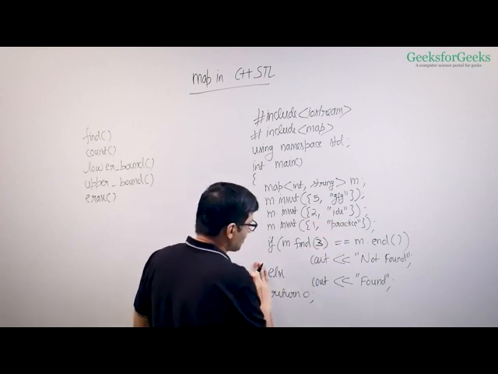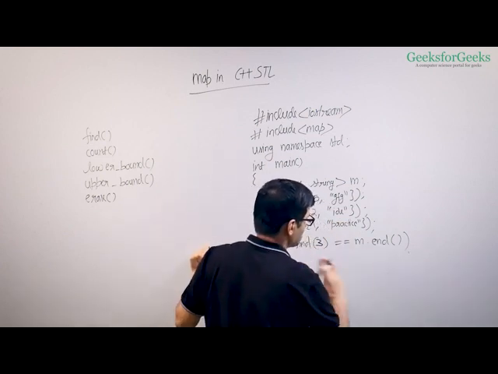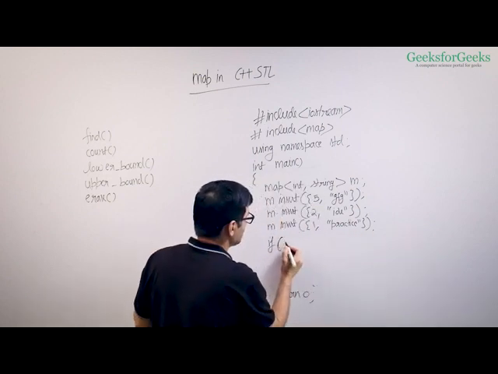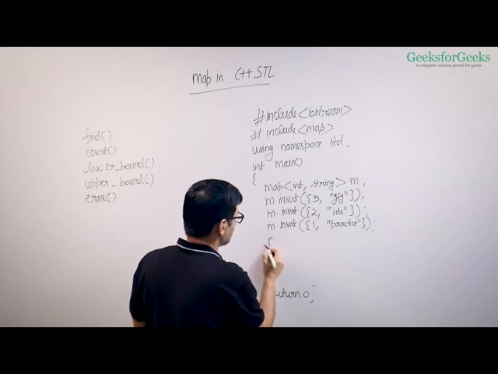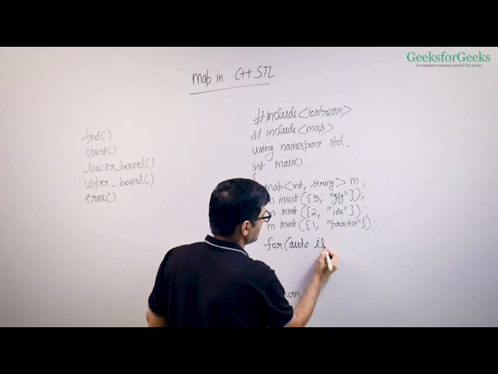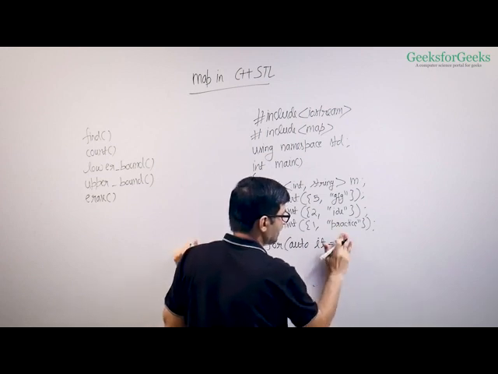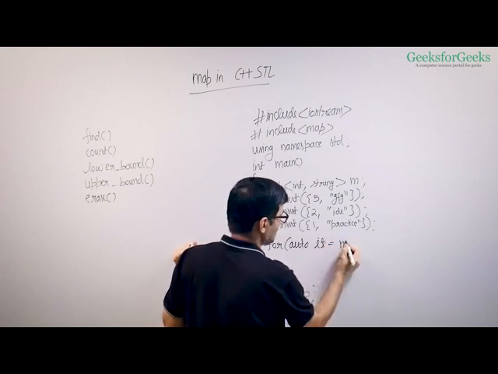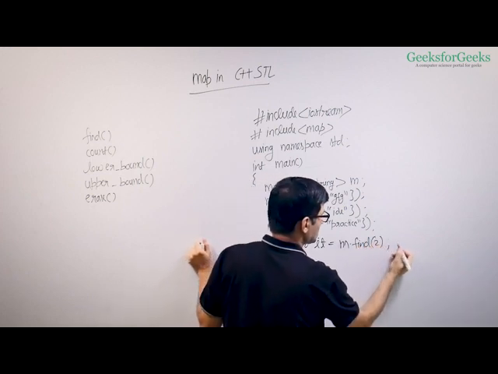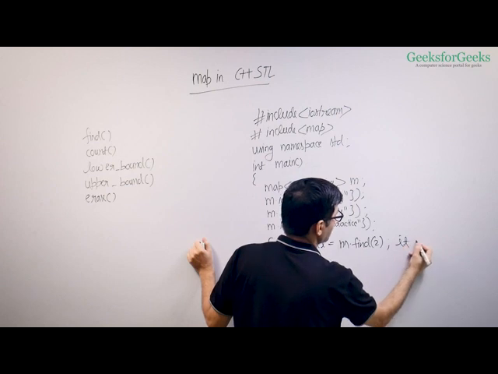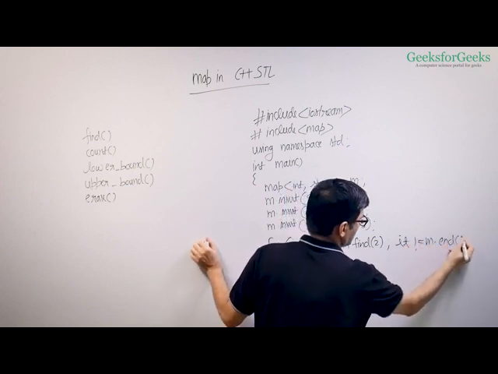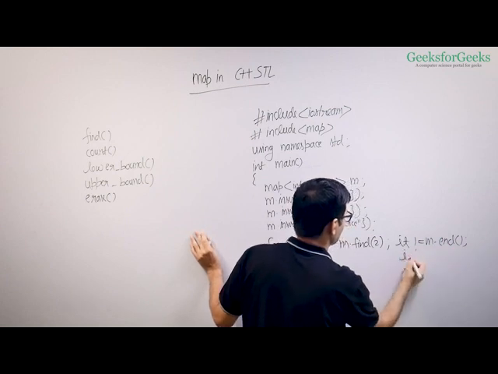Let's modify the program slightly more. Let's see more understanding of this find function. Say I write a loop which begins from find of 2 and runs till the iterator is not equal to m.end(). Then I do iterator plus plus.